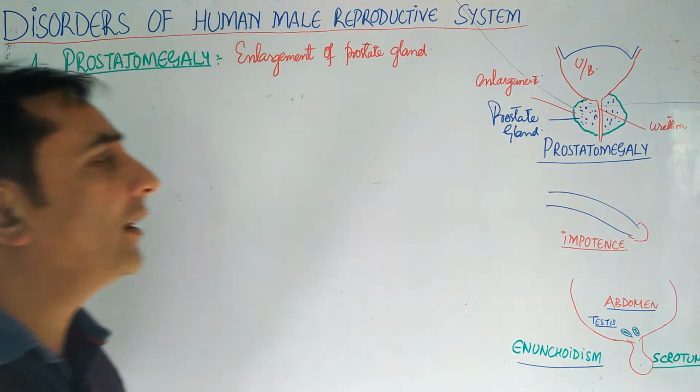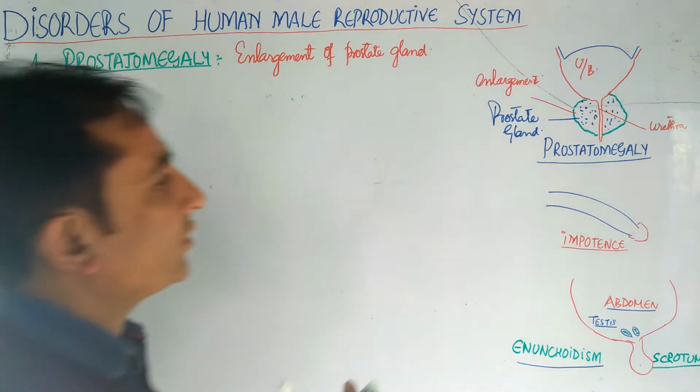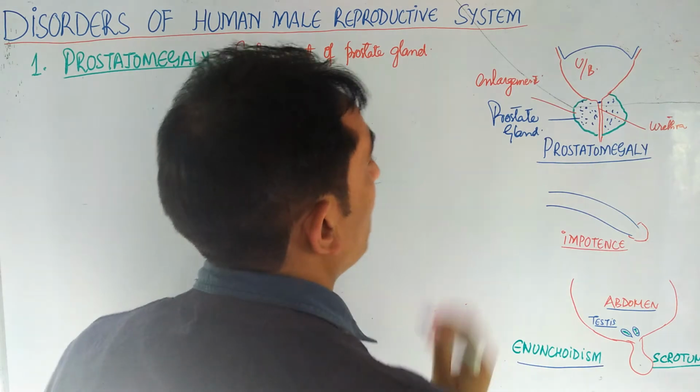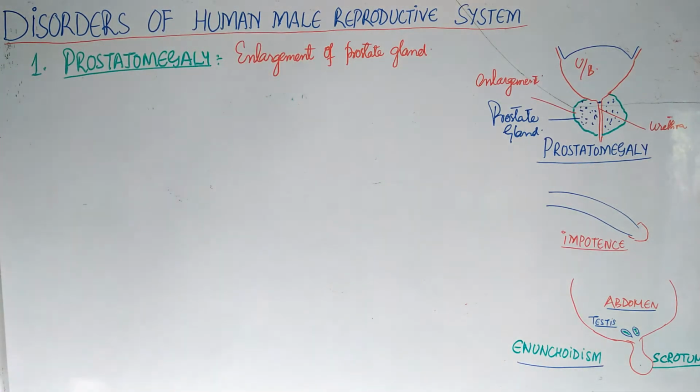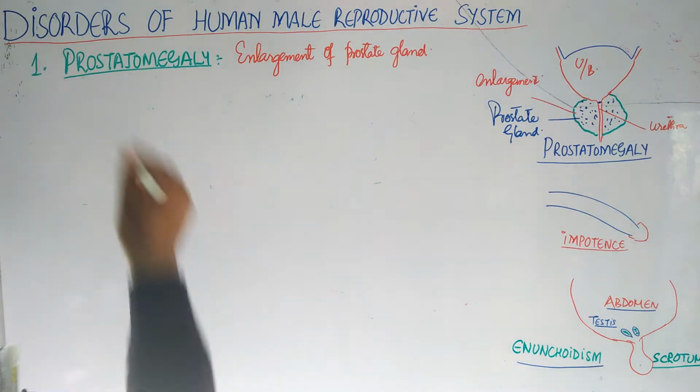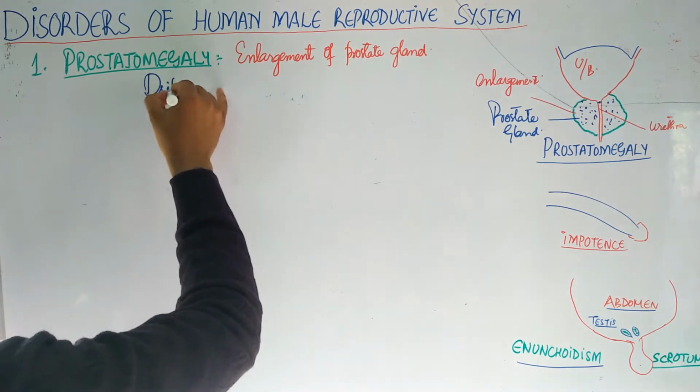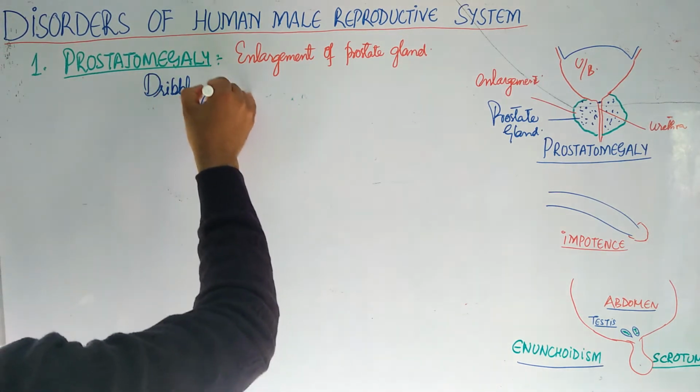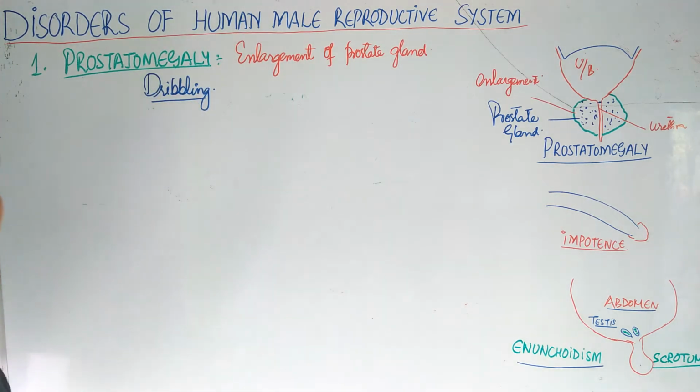The urine from the urinary bladder passes out through the urethra, but once the prostate gland enlarges, it blocks the urethra. So such patients face many problems passing urine out of their bodies, and sometimes they fail to completely pass out the urine, which results in dribbling. In dribbling, the patient, even after urination, passes out some drops of urine. This is known as dribbling.